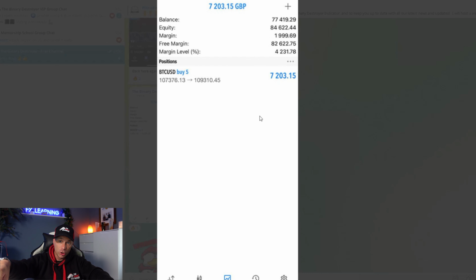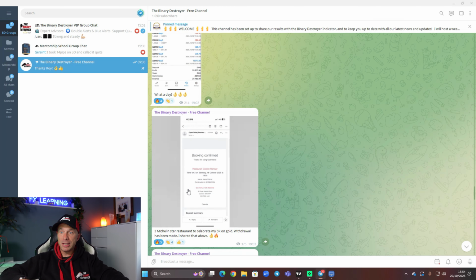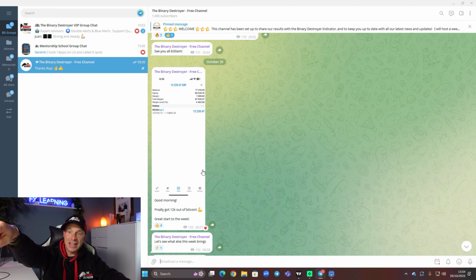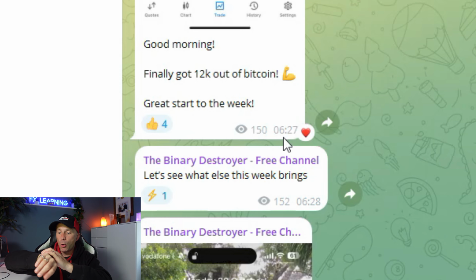Look at the account balance. This was yesterday. Look at the account balance, 77 grand. And look at the account balance now, 94 grand. It's been like 12 hours later. But you know what? I've been on this chart since 6 a.m. this morning. Look at what time I woke up. Look, I woke up at 6:30 a.m. Good morning, 6:30. It is now 4 o'clock in the afternoon. I'm still trading every single day. Every single day. I'm going to leave it there.